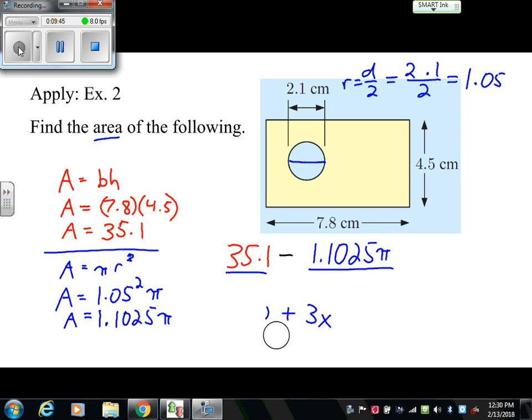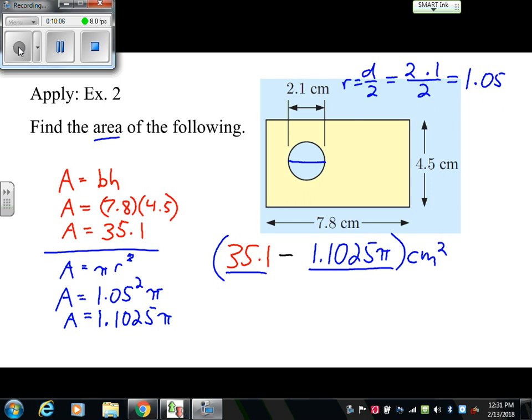Because of that, if I want to leave my answer exact, I'm done. I just need to put my label on, and we were dealing with centimeters here, and it's area. So it would be an expression as our answer. If you'd like to put it in parentheses just to let people know that this is all one answer, you can do that. It's not totally necessary. But we have 35.1 minus 1.1025 pi.